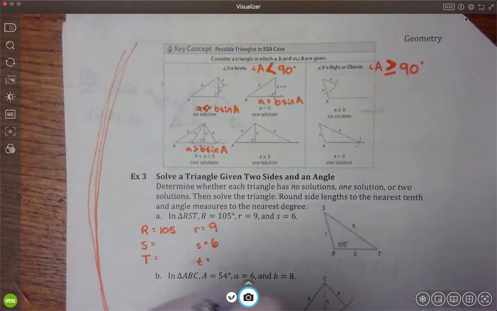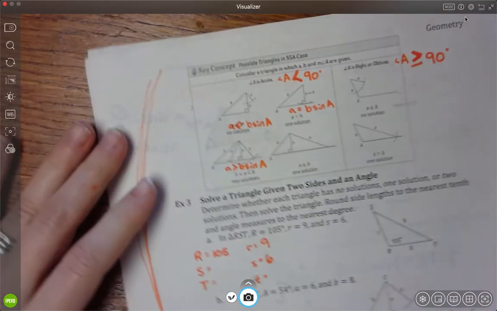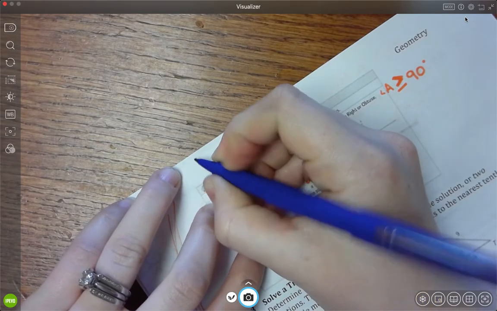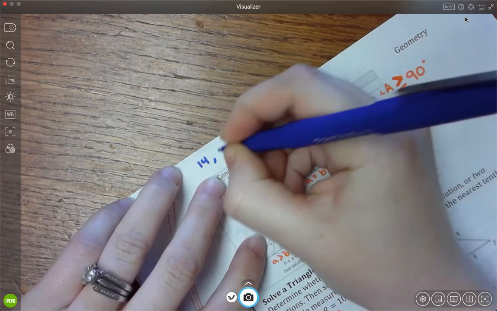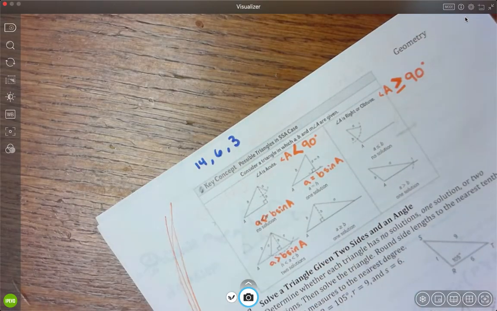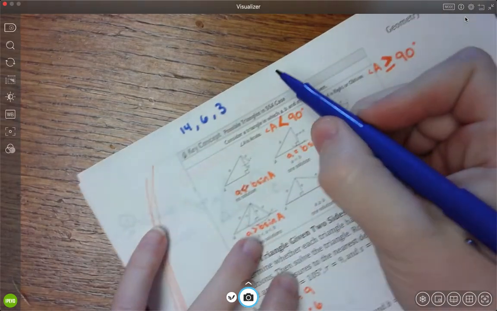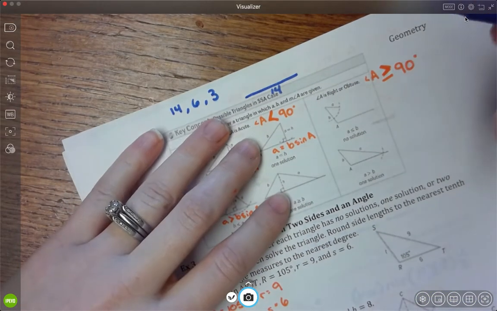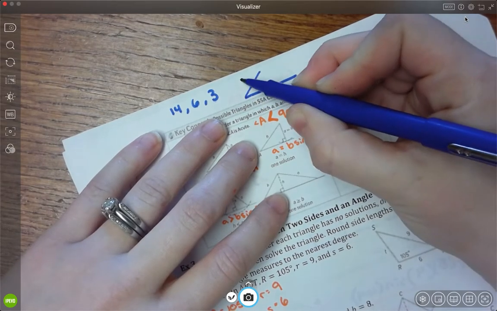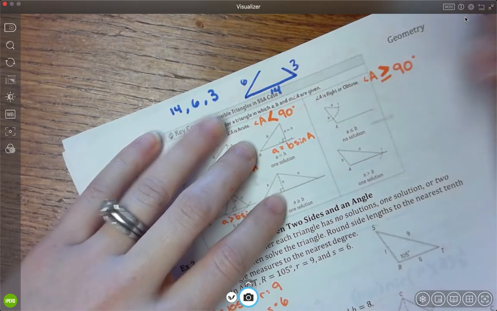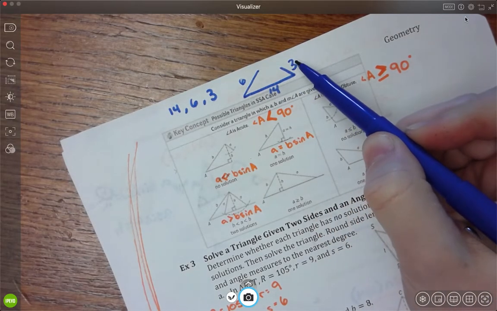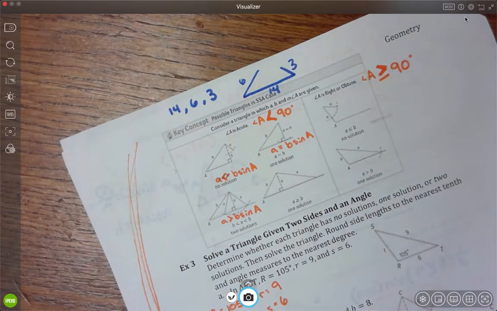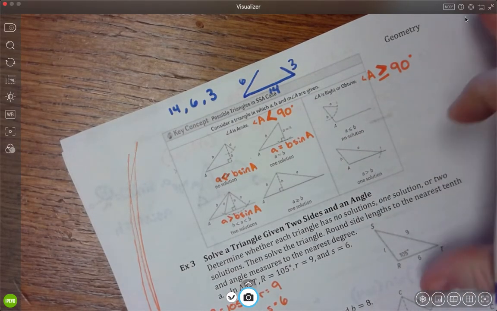We talked a couple weeks ago about how if you have three sides of a triangle, like let's say 14, 6, and 3, I'm going to make the bottom side of my triangle the 14 side. Then 6 plus 3 is 9, which is not long enough to make that bottom side. So those two sides are not going to come together to make a triangle.